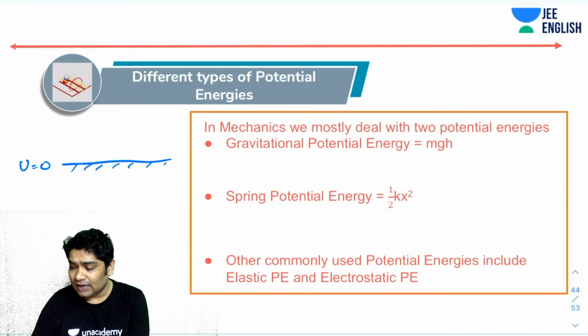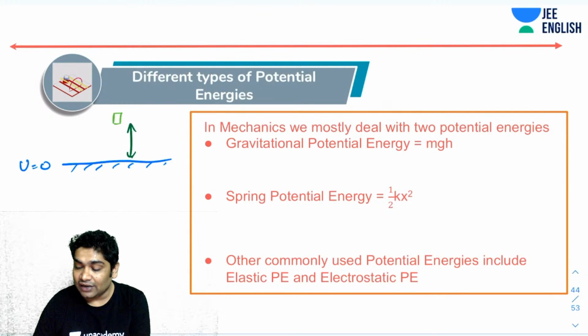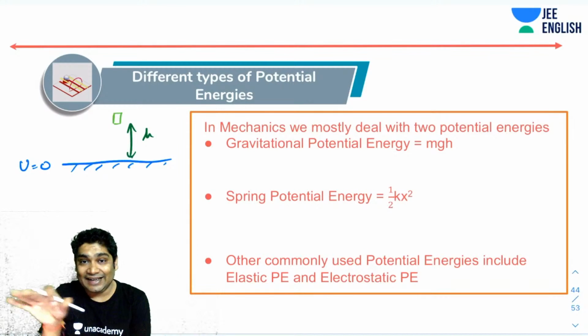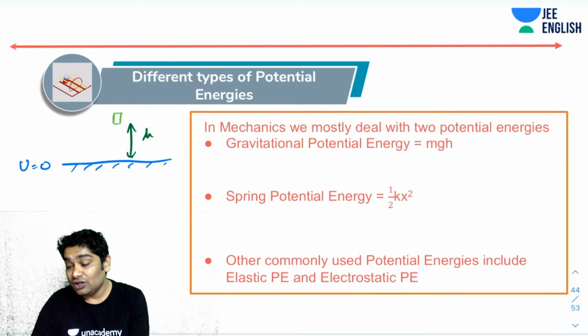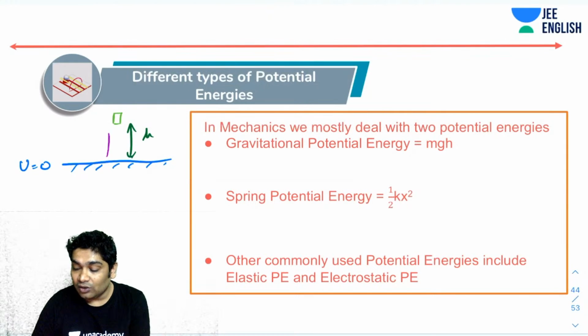Then you will understand that if I take a block and I raise it to a height h, starting from the ground, doesn't matter where it was on the ground, doesn't matter where it is at height h, as long as it is at height h. So what is the work done by gravitational force in moving it from here to here? Work done by gravity, let's write W_G, is minus mgh.